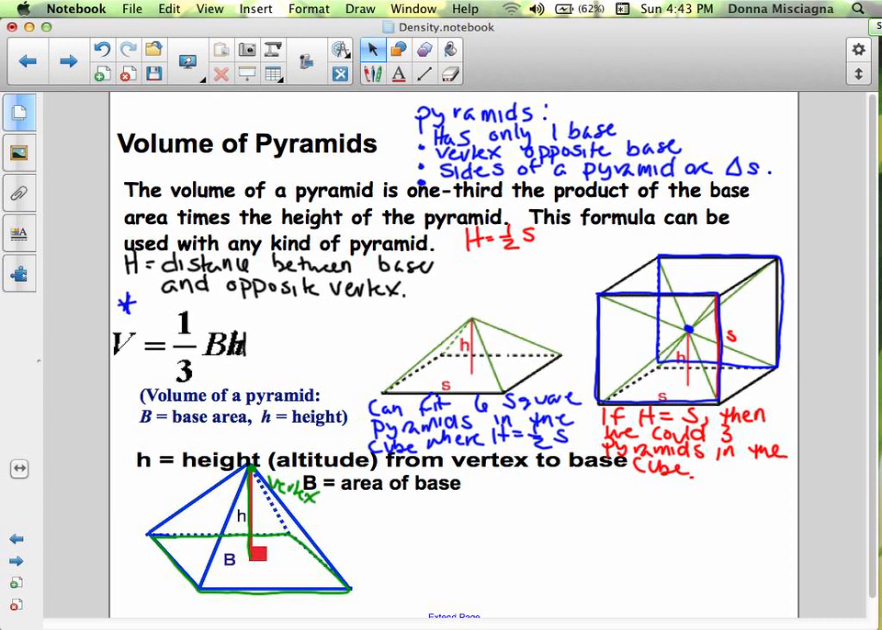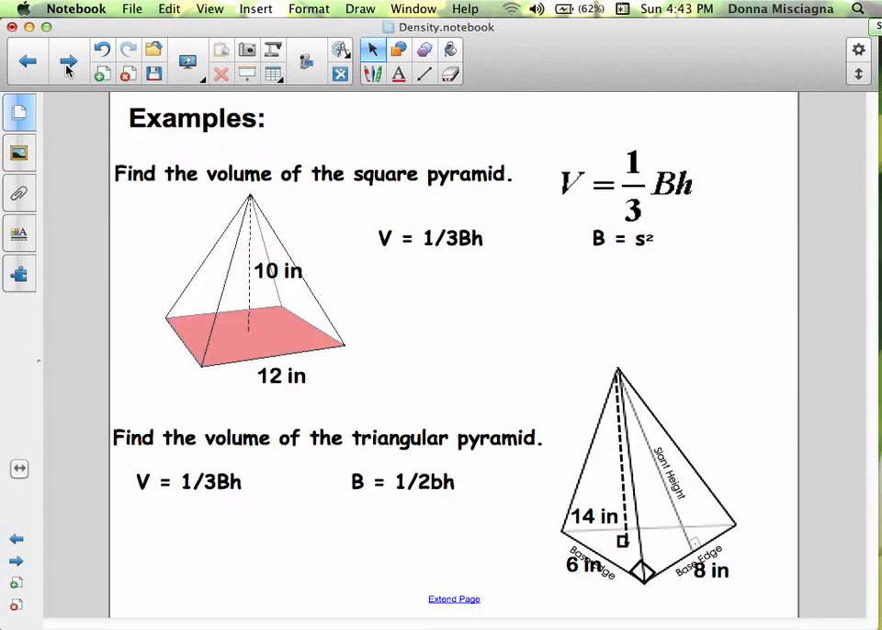They're the exact same thing. Because we don't have 2 bases, and because our sides are triangles, the volume of a pyramid is only 1/3 the volume of a prism. But let's find the volume of some pyramids together.